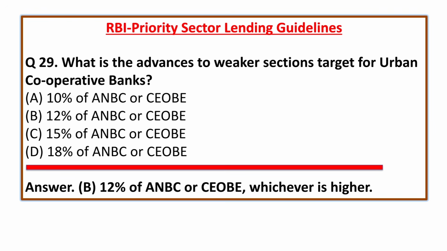Question 29. What is the advances to weaker sections target for urban cooperative banks? A. 10% of ANBC or CEOBE. B. 12% of ANBC or CEOBE. C. 15% of ANBC or CEOBE. D. 18% of ANBC or CEOBE. Answer. B. 12% of ANBC or CEOBE, whichever is higher.